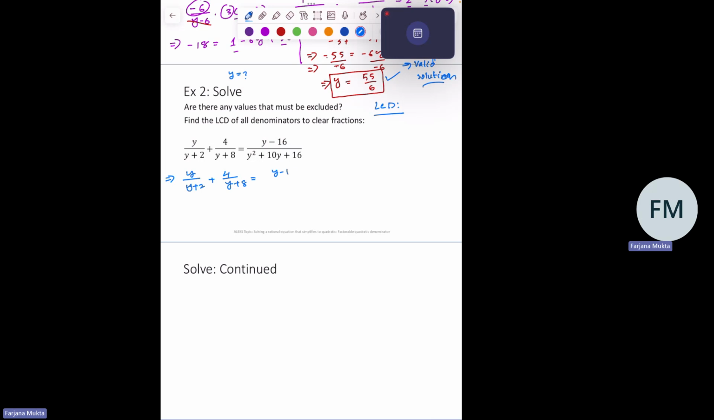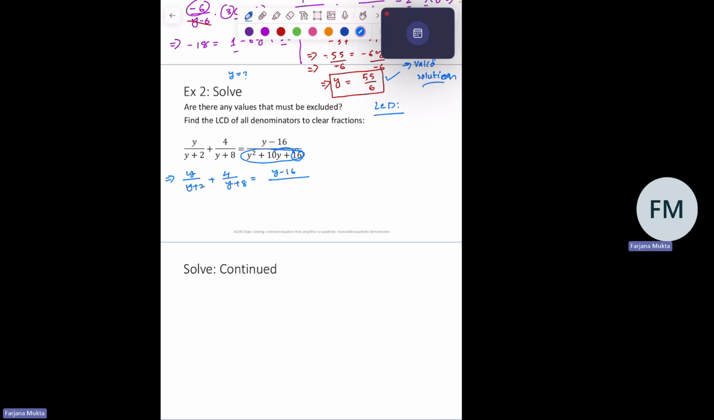On the other side, my denominator is a quadratic: y squared plus 10y plus 16. It's a quadratic with three terms, the constant term is 16, and the leading coefficient is 1. So I need factors of 16 that will add to the middle coefficient 10. Right? So what could they be? 8 and 2. Does this work?